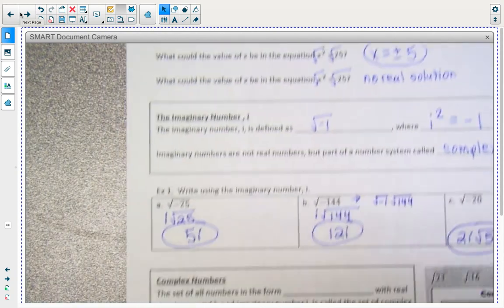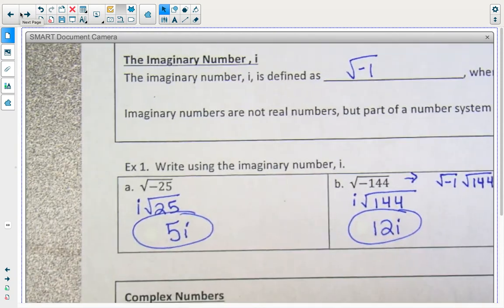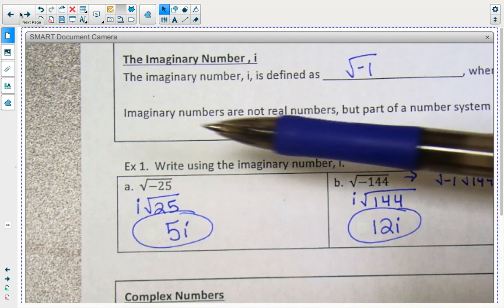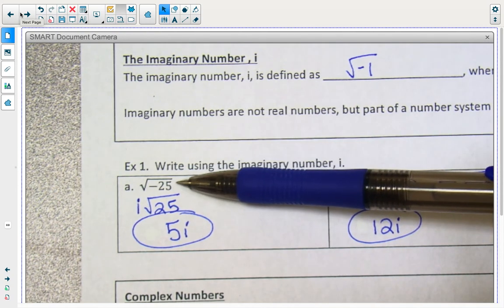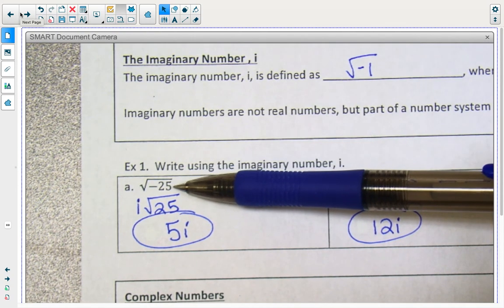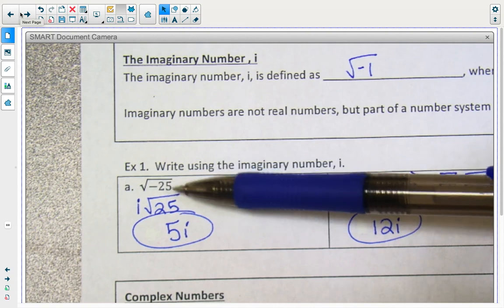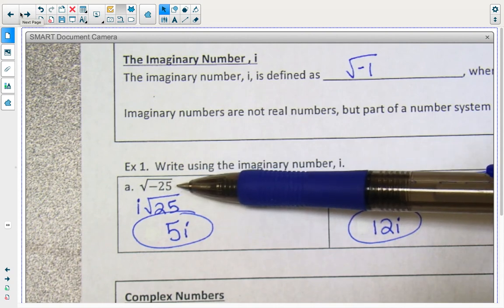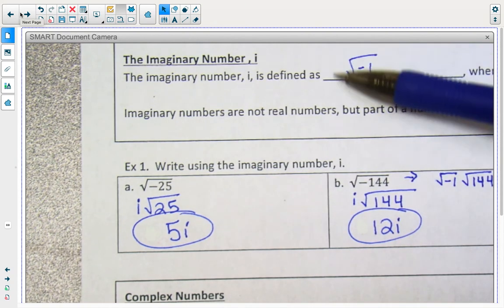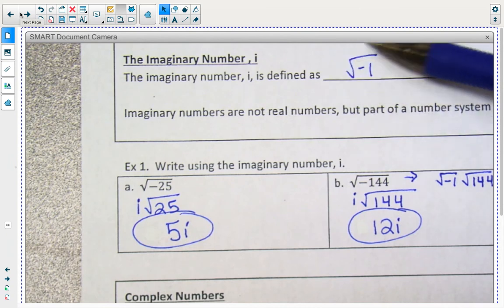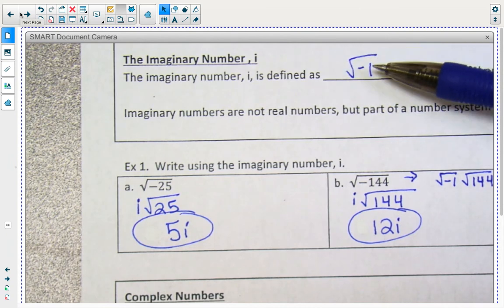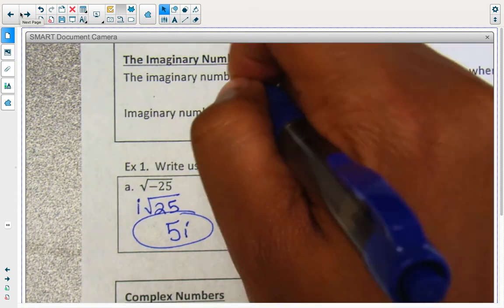So I've gone out here and I've done a few examples for us. So the first one. Say we have the square root of negative 25. The first thing that we need to do is get rid of the negative underneath the square root. If you have a negative underneath the square root, that represents the square root of negative 1. So that's right up here that I'm circling with my pen. So that represents the square root of negative 1. The square root of negative 1 is i.